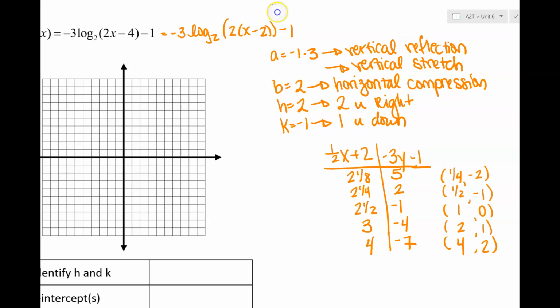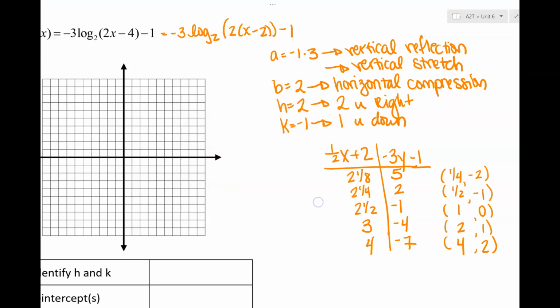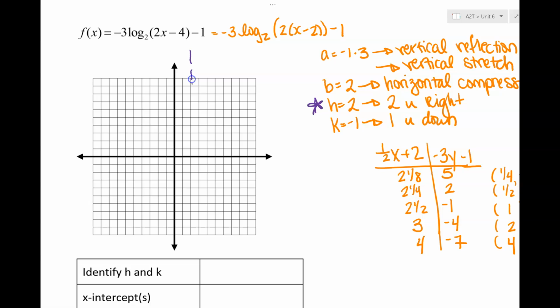All right. Now, don't forget, there's a very important characteristic, which is the vertical asymptote based off the h. Actually, I have a lot of arrows. Let's just do a star. So at x equals 2, we have a vertical asymptote.